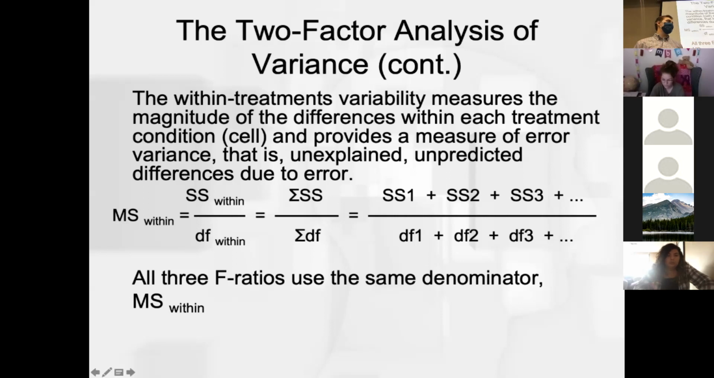And all three F ratios, right? The F ratio for the main effect of factor A, the F ratio for the main effect of factor B, and the interaction effect are going to put that mean squares within on the denominator of that ratio. So the only thing you're going to be changing in that ratio is what goes on top. What goes on top is what you're interested in.